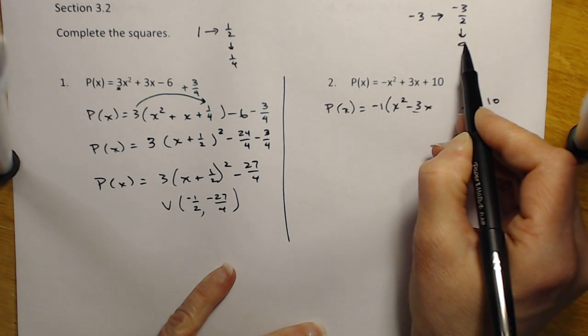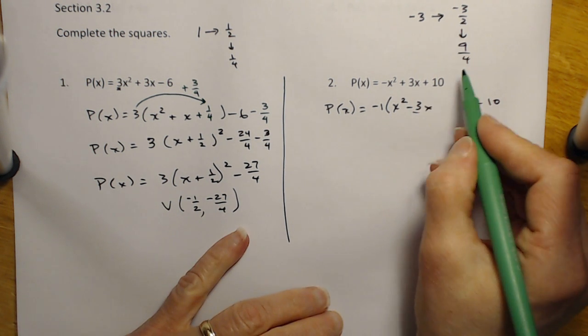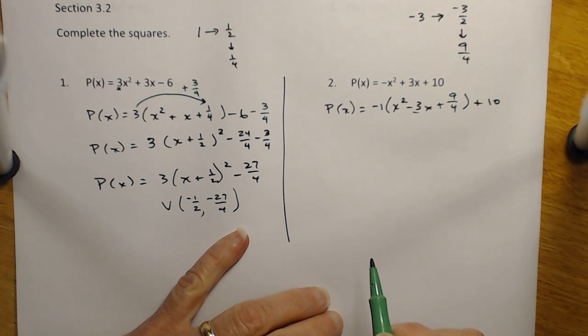And then square it. So we get 9/4. That's the number we need there. Okay, and again, it's always going to be positive because we square it. So we're going to have to add 9/4. Okay, now you've changed the problem.